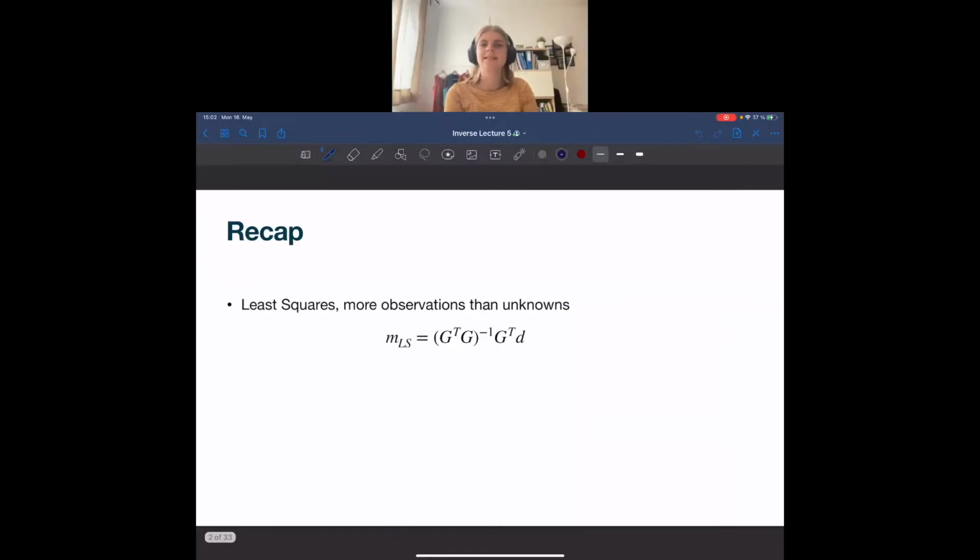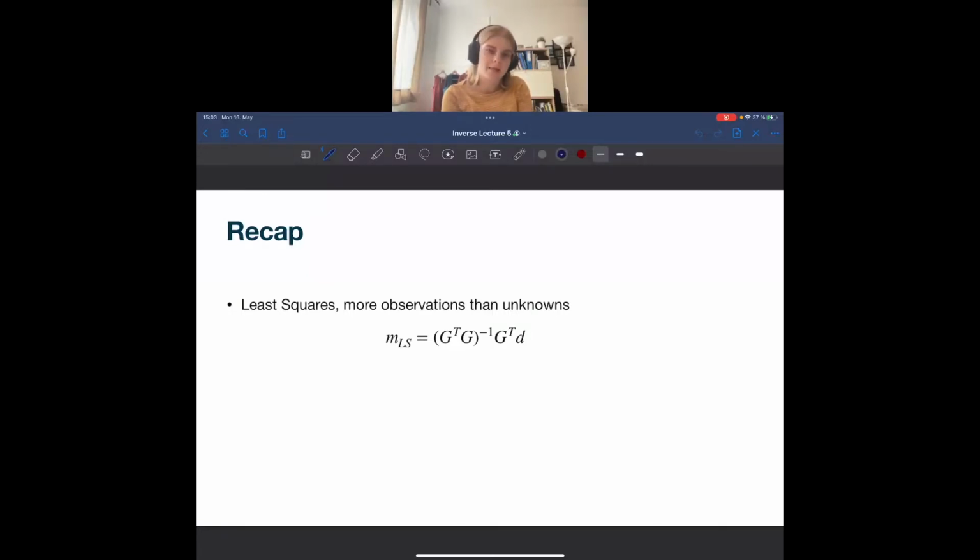We discussed least squares and we derived the least squares solution of a straight line. We said that usually we use least squares when we have more observations than unknowns, and we figured out that the solution to the least squares problem can be calculated using the formula I've written down here.